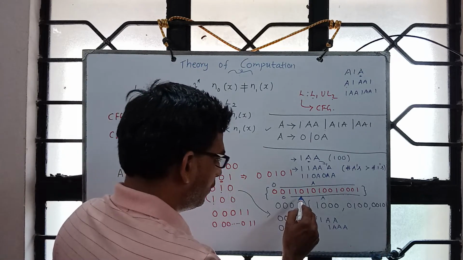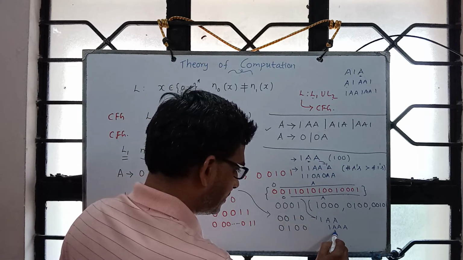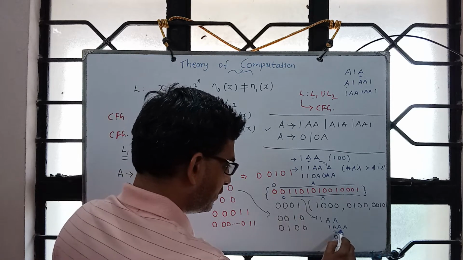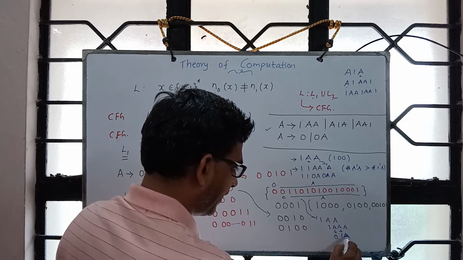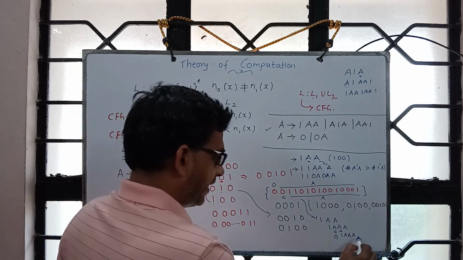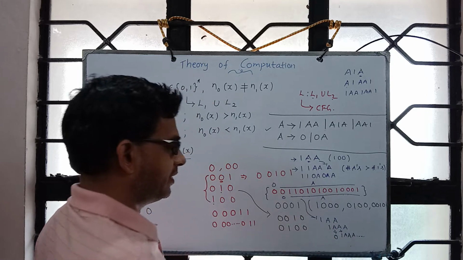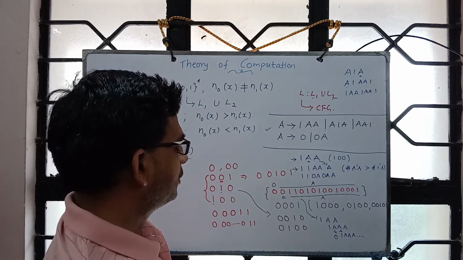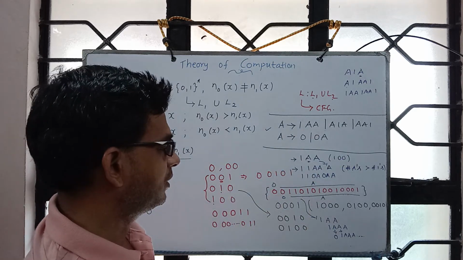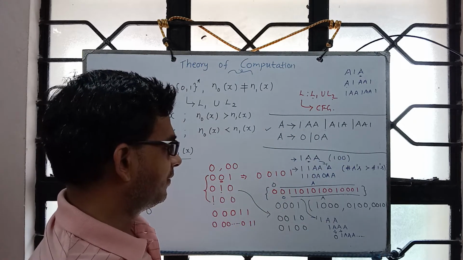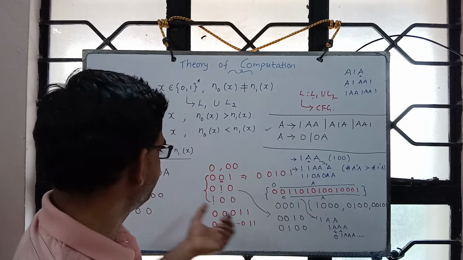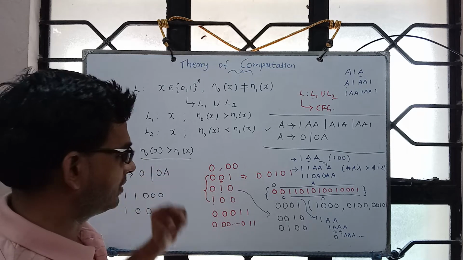Fine. Now this one is 0, so replace this by 0. This one is 1, so for this you choose 1 AA followed by A. So like this, by looking at the first symbol in the substring, you can choose whether to go for this or whether to go for this, and so on. Fine. So this way we can generate any arbitrary string satisfying this.